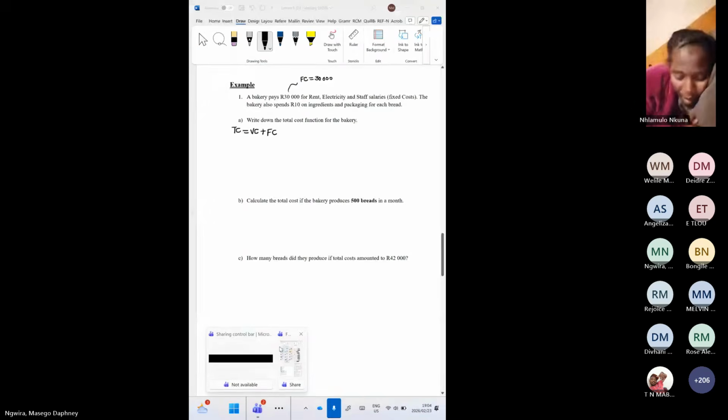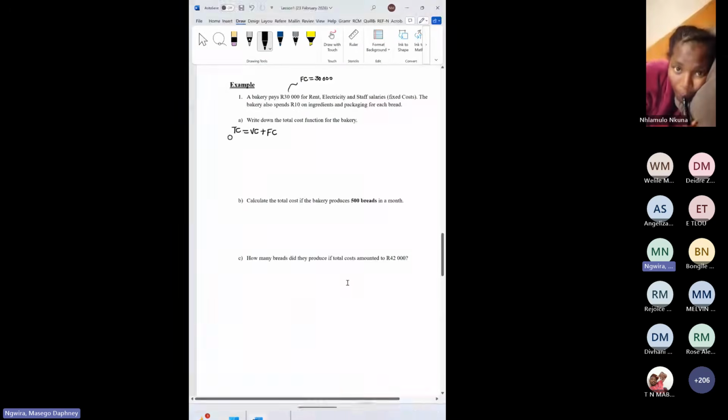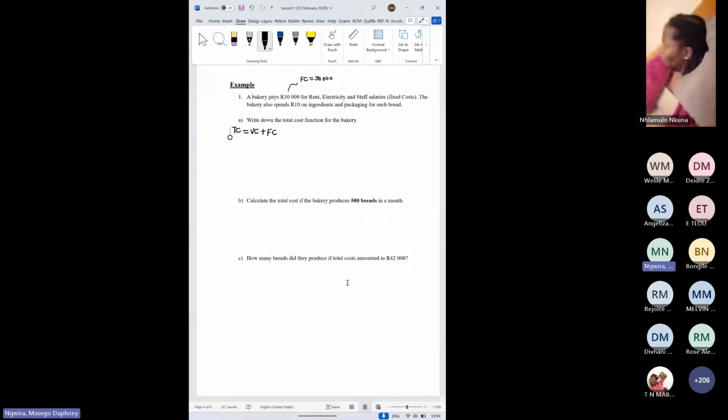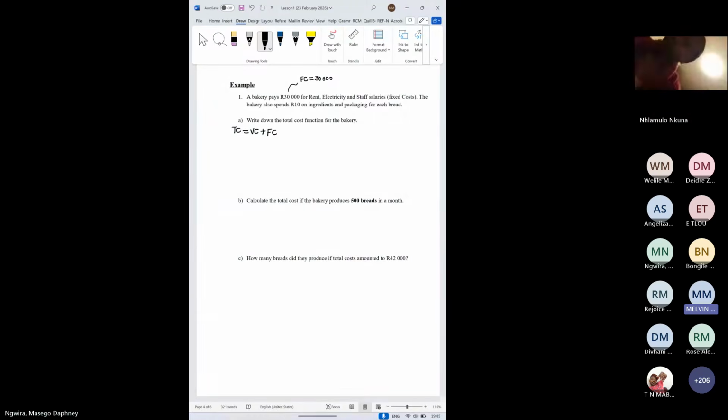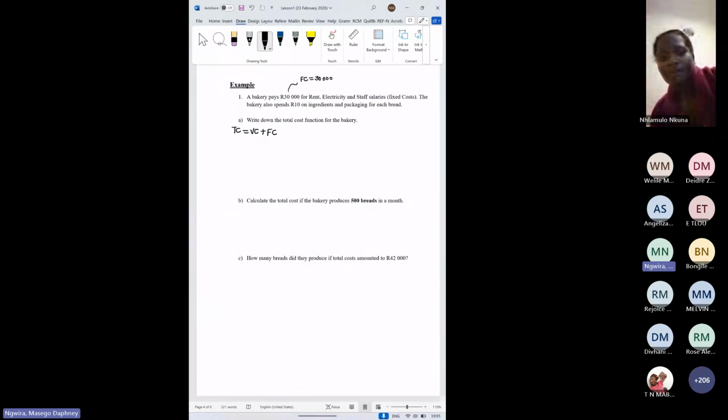Okay. All right, yes. So as I was saying, 30,000 is my fixed cost from this statement. And then they're saying they spend 10 rand on ingredients and packaging for each bread. So this is production, all right? So they spend 10 rand.